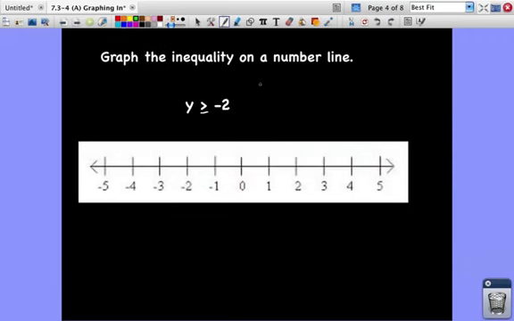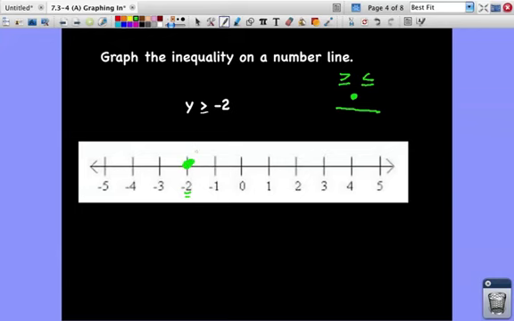So here we go. I have an inequality of y is greater than or equal to negative 2. What I want to do is graph this on the number line. The first thing I need to do is find negative 2 on my number line. And here's negative 2 right here. Now that I have my negative 2, I need to decide, do I need to put an open or closed circle? Because I have greater than or equal to, let's remember that face I made. It was a closed circle. So I'm going to put a closed circle on negative 2.